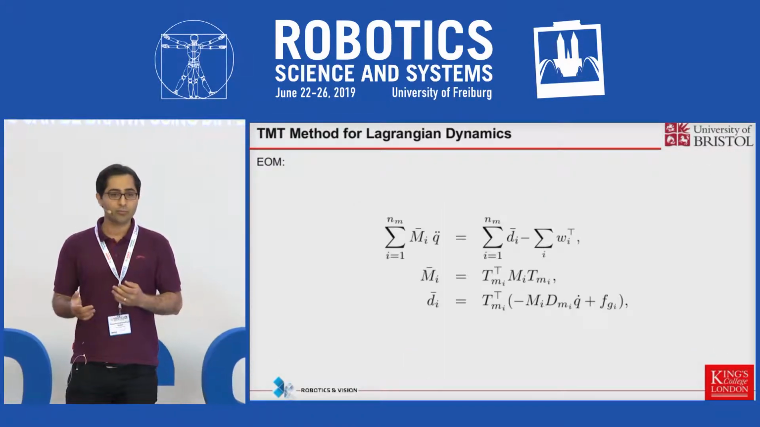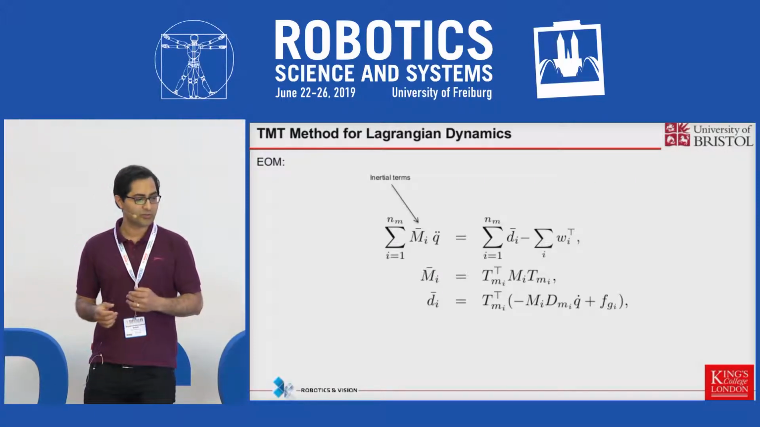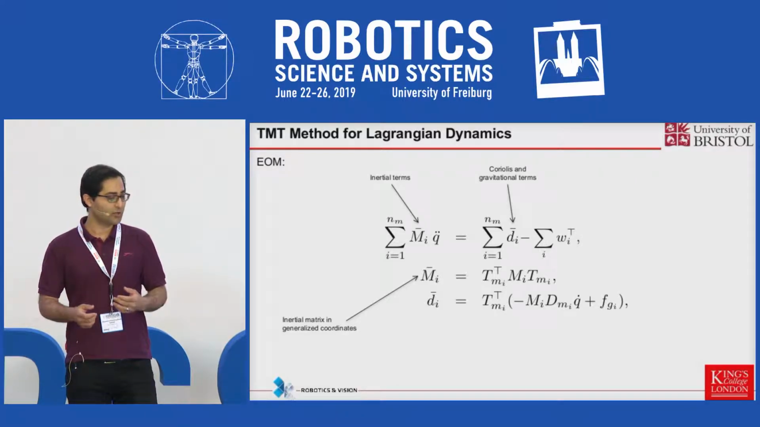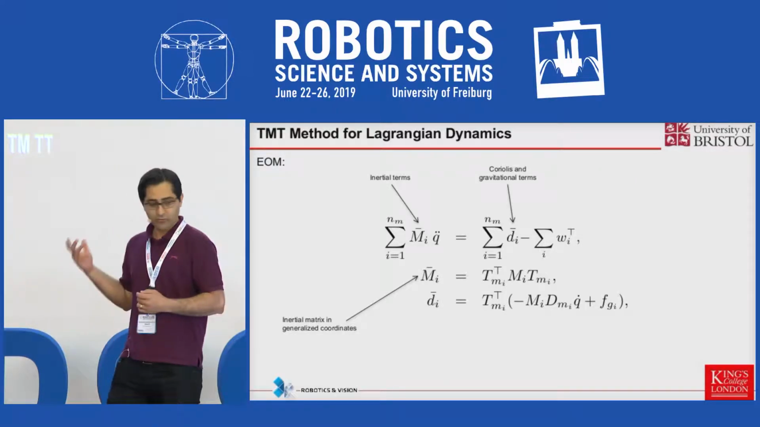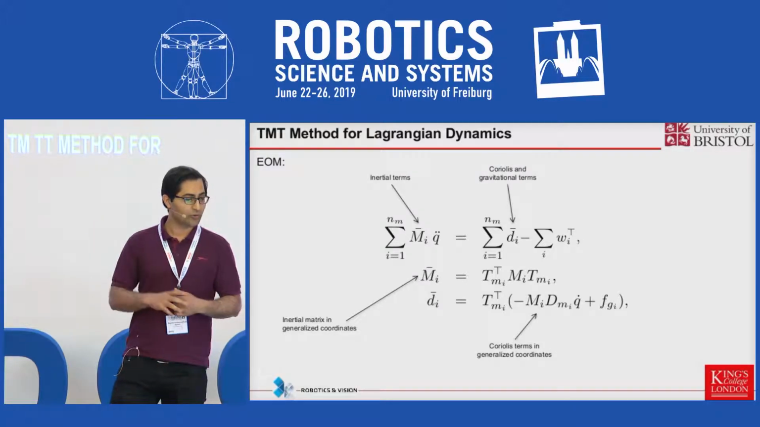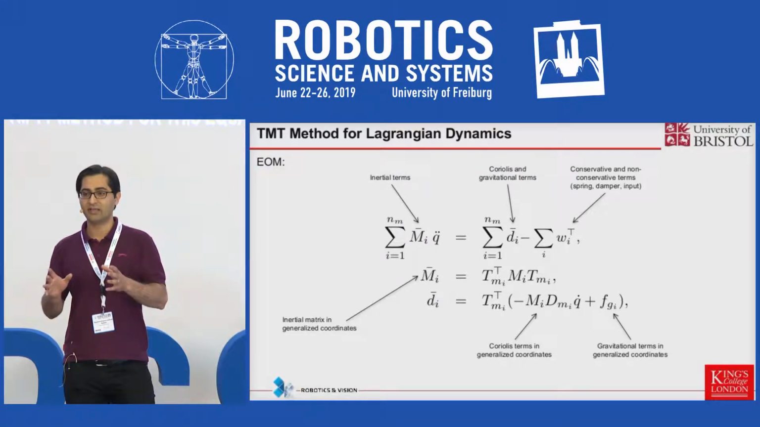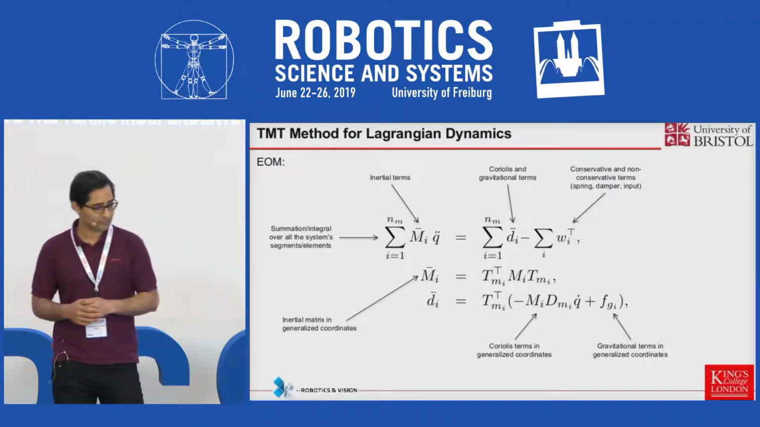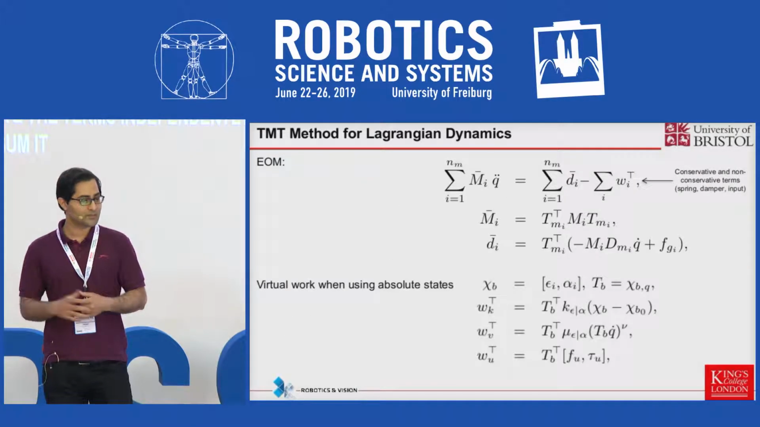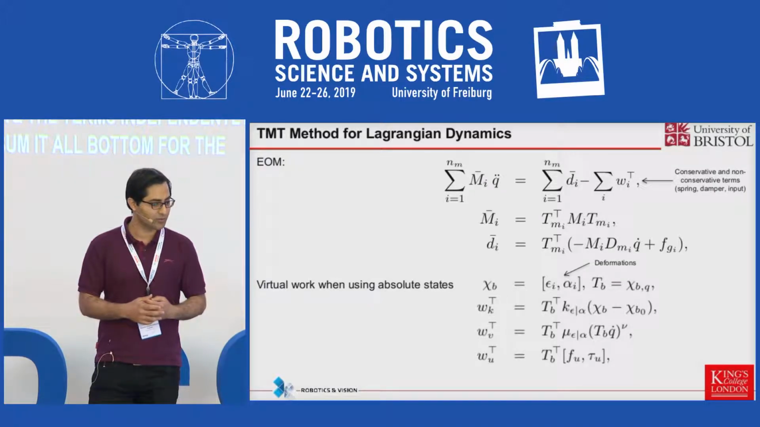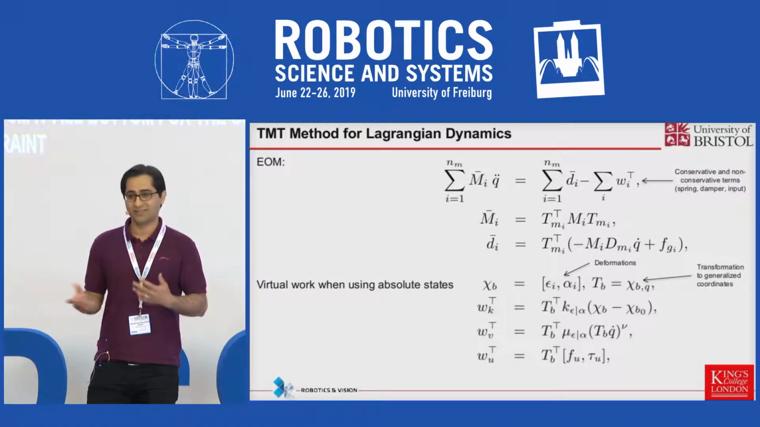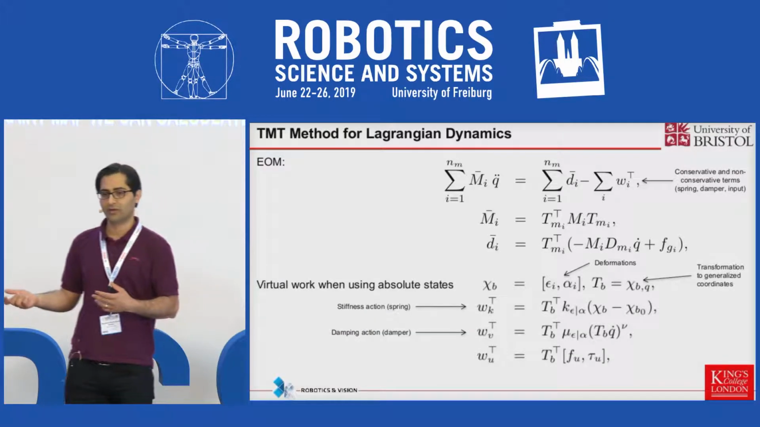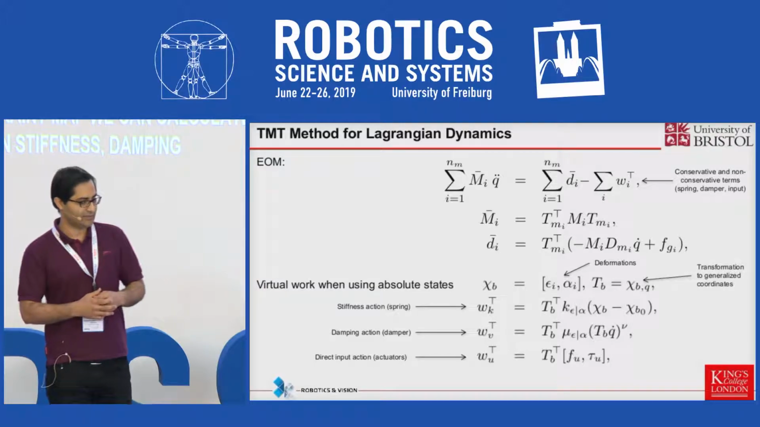For dynamic modeling, I use the TMT method, which is a method to directly derive the vector formalism of the Lagrangian equation of motion for you. Trivial terms, but note the sigma there, so we can calculate the terms independently for each element and then just sum it all. For the compliant elements, knowing the strain, basically the deformation map, we can calculate the transformation map, and then stiffness, damping, and direct input actions related to that.